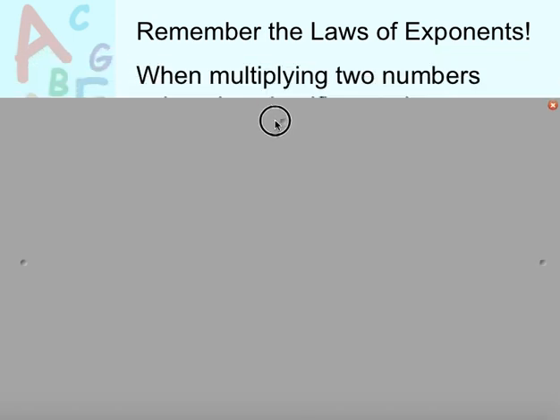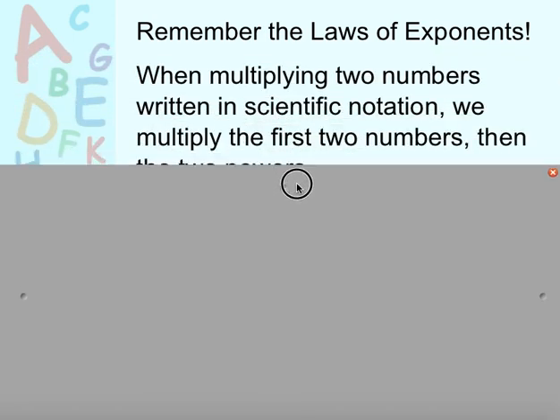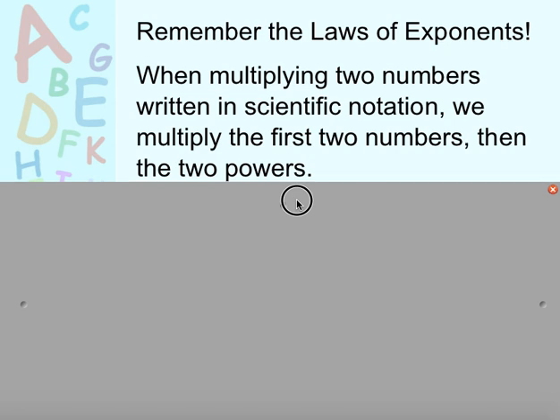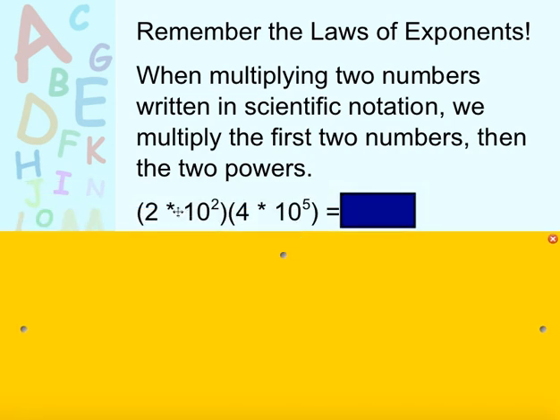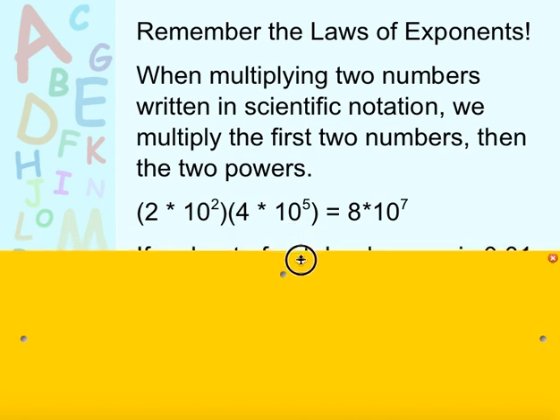What this helps us do is be able to multiply and divide with scientific notation. So when multiplying two numbers in scientific notation, we multiply the first two numbers and then multiply the powers. So we get 2 times 4 and 10 squared times 10 to the fifth. So we get 8 times 10 to the seventh.